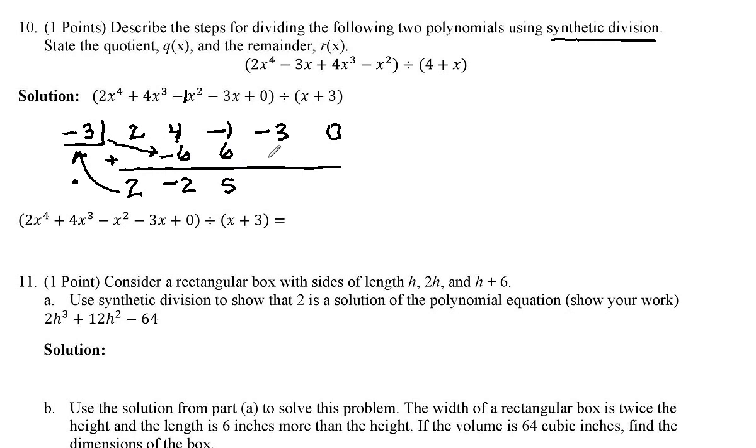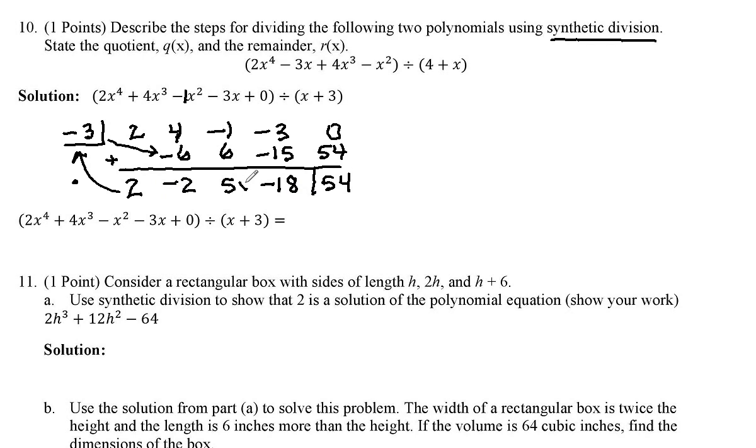5 times -3, -15, add, get -18. -18 times -3 is 54. 0 and 54 is 54. So the 54 is our remainder, and then these are the coefficients in the divisor.